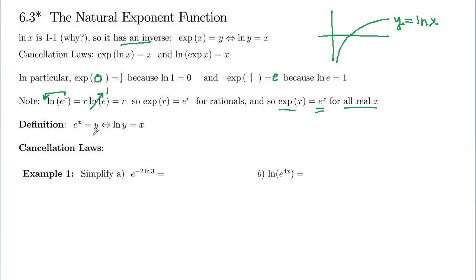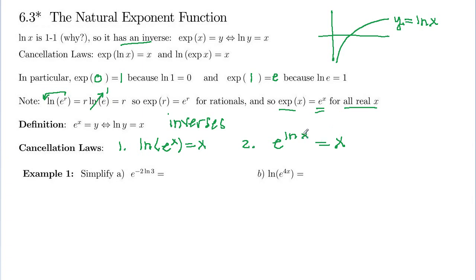So here's our definition of the natural exponential. y equals e to the x is defined by ln of y equals x. So they're inverses. They're defined by being inverses of each other. And then because of that, we have our cancellation laws, which are first, if you take the natural log of e to the x, you get x. And secondly, if you do e to the ln of x, you get x.